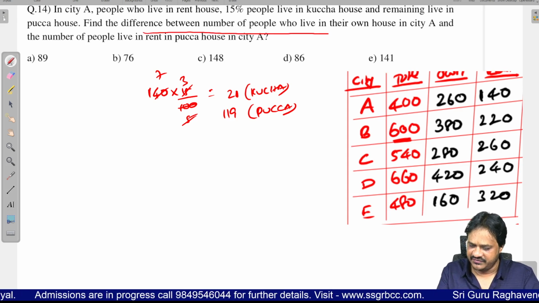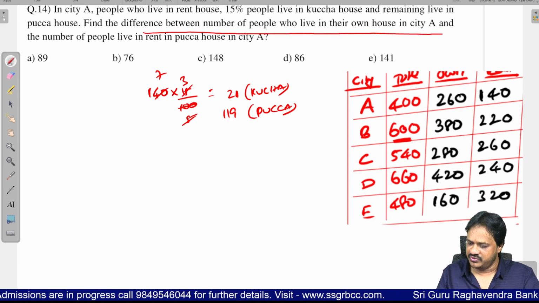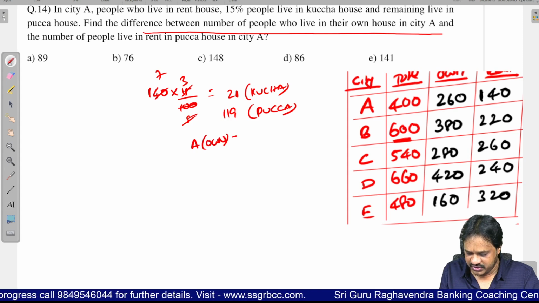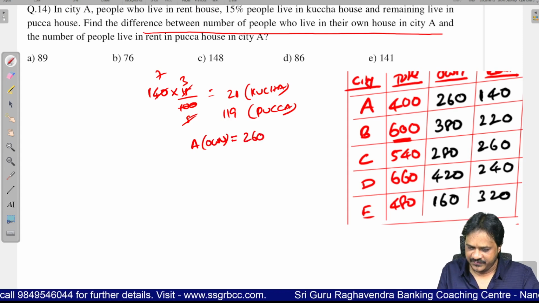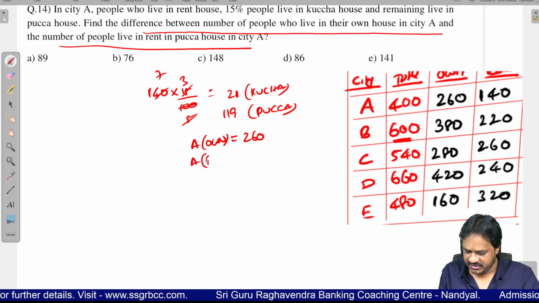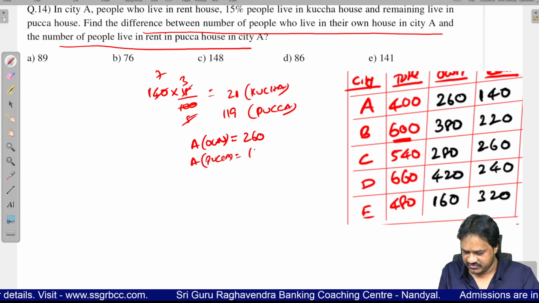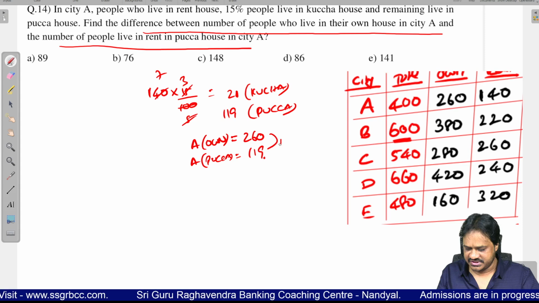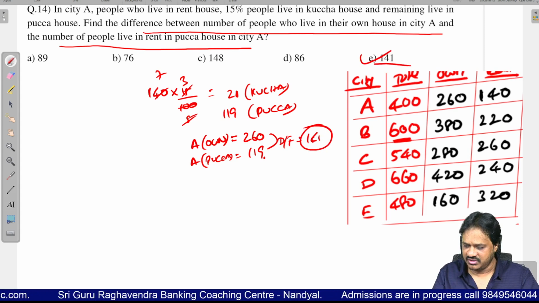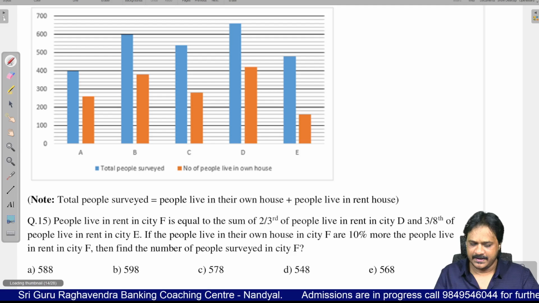Then find the difference between the people who live in own in A. A own value it is 260. Then people living in rent in Pakka house. A Pakka house is 119. What is the difference? The difference is 141. Option 5 is the correct answer. Next one.